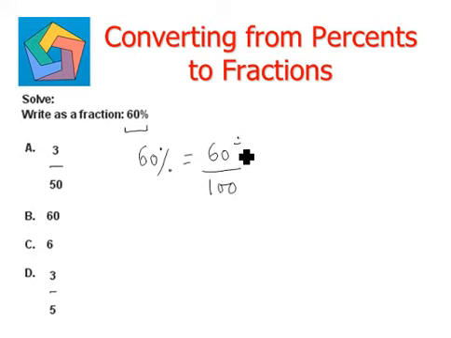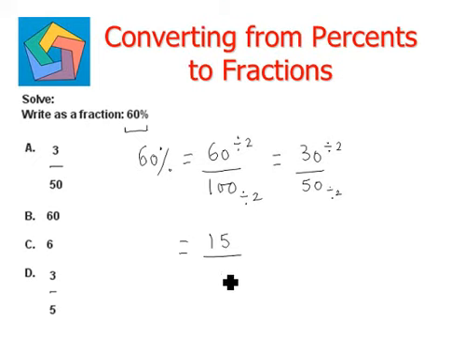Now both are even, can be divided by 2. So let's see what we get. 60 divided by 2 is 30. 100 divided by 2 is 50. Again we see both are even, can be divided by 2. So let's write it over here. 30 divided by 2 is 15 and 50 divided by 2 is 25.